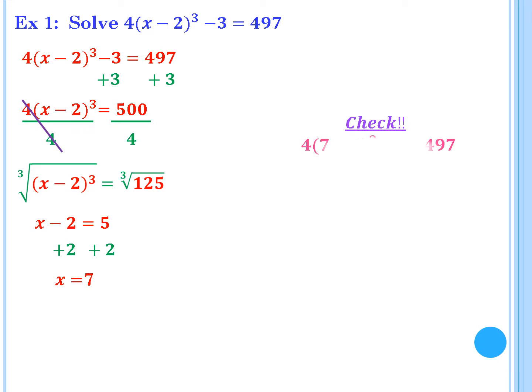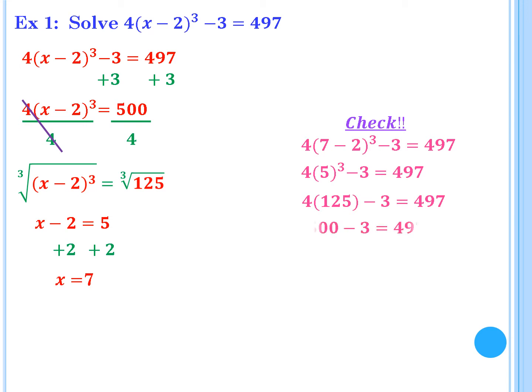So I plug 7 in for x. 7 minus 2 is 5. 5 cubed is 125. 4 times 125, 500. 500 minus 3 is 497. So it works. Now, you're probably wondering, do I have to show my check step?